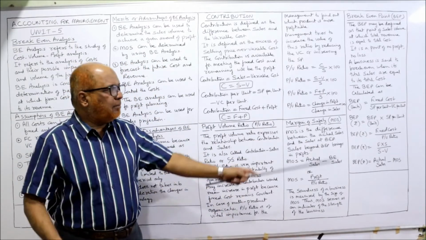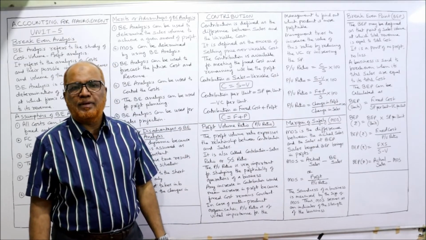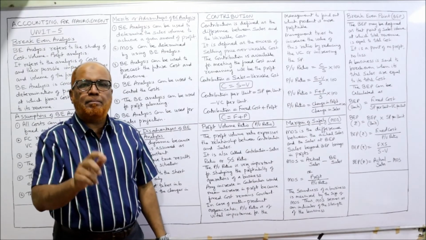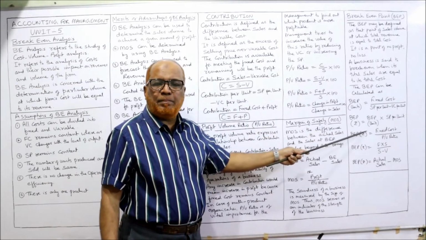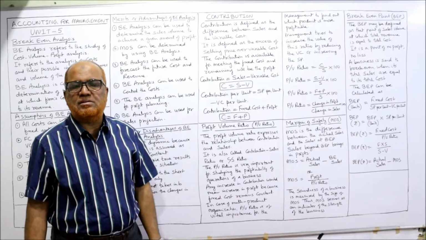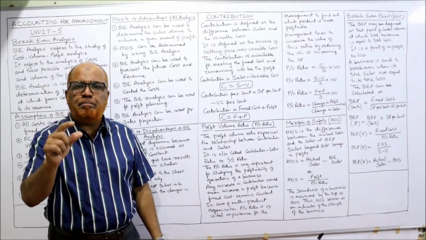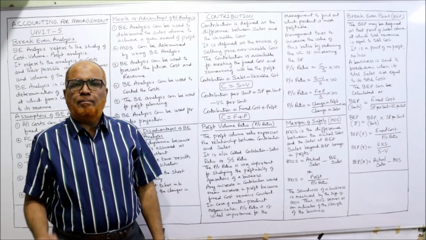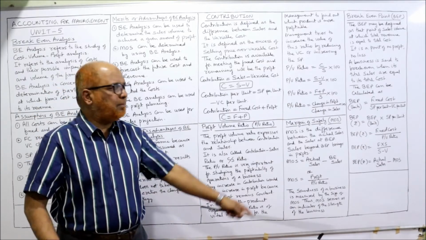Now after calculating BEP in units, if you want BEP in rupees amount, then whatever BEP in units you got, multiply by selling price per unit. Multiply BEP in units into selling price per unit, you will get BEP in rupees. One more formula is there, BEP is equal to fixed cost by PV ratio. This formula will be frequently used. By using this formula, we can get BEP in rupees, fixed cost by PV ratio.